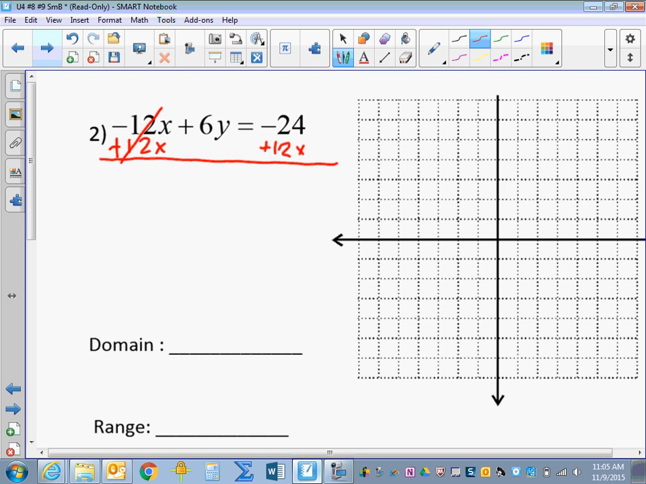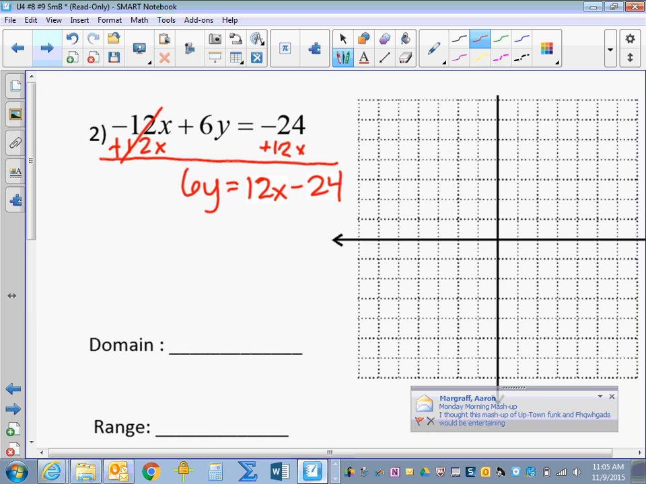Those cancel out. Can I add negative 24 and 12x? No. Trey, did you say maybe? We cannot add them together. Alright, what's my next step? Good, divide by 6.